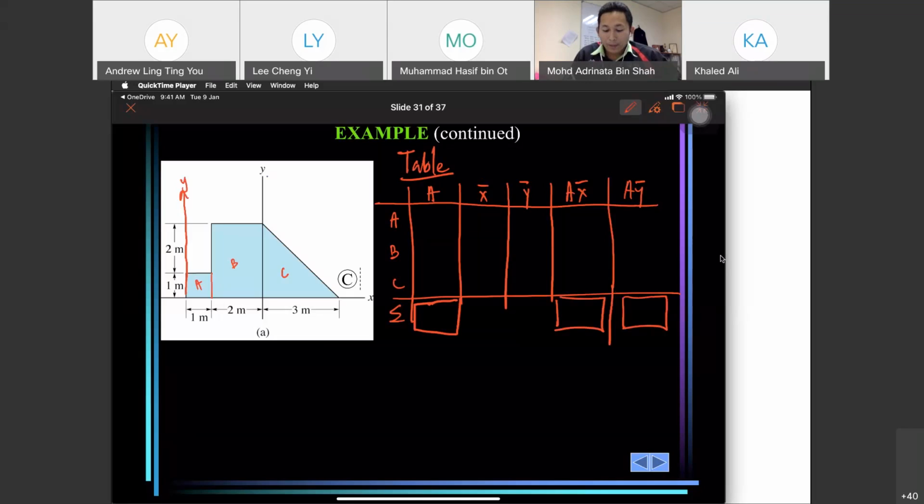Area of A, 1 times 1 is equal to 1 meter square. B, 2 times 3, 6 meter square. C is half of the base times the height, so 9 over 2. 9 divided by 2 is 4.5.